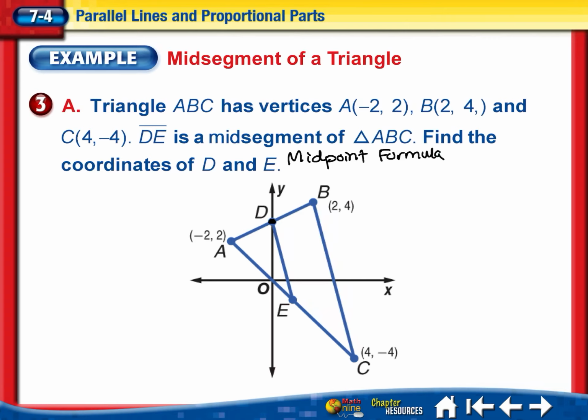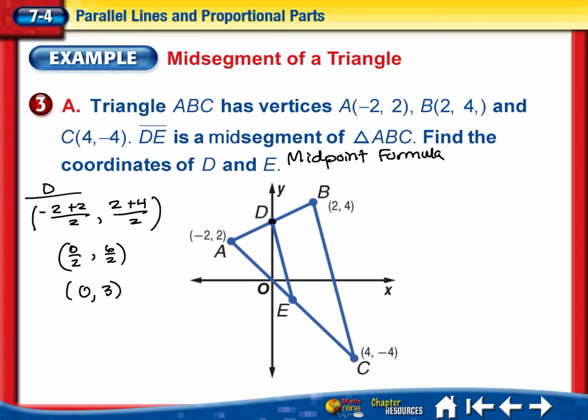All right, so midpoint formula. So I'm going to do D first. So coordinate D we'll do over here. So remember, midpoint formula says add your x values, divide by 2, add your y values, divide by 2. So I'm going to do -2 plus 2 divided by 2, comma 2 plus 4 divided by 2. So I get 0 over 2, comma 6 over 2. Simplify that, we get 0, comma 3. So the coordinates of D are 0, 3. It's going to be helpful to us later.